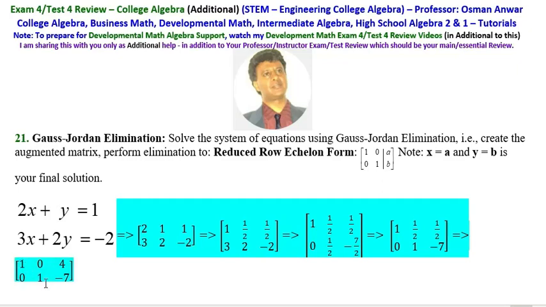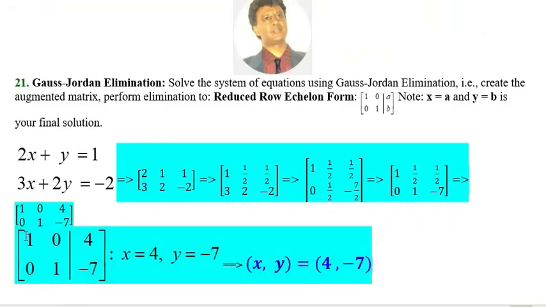We have 1 in the diagonal and 0 above and below the diagonal. That means 1, 1, 0, 0. That means x equals 4 and y equals minus 7. That is x times 1 is x, 0, y times 0 is 0. That is x equals 4. X times 0 is 0, y times 1 is y, that is y equals minus 7. The solution is then x, y equals 4, minus 7. X is 4, y is minus 7.